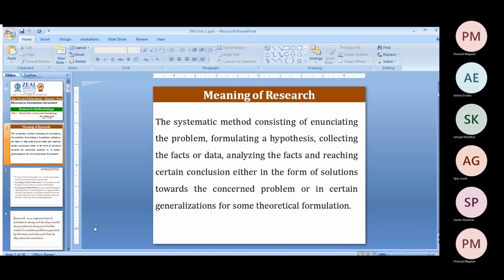Collecting the fact or data, analyzing the facts and reaching a certain conclusion. So this is very important: collecting the fact or data, analyzing it, and reaching towards some conclusion. That we call research, either in the form of a solution towards the concerned problem or in certain generalization for the same theoretical formulation.